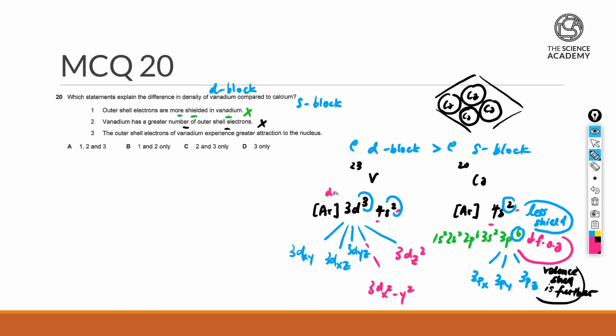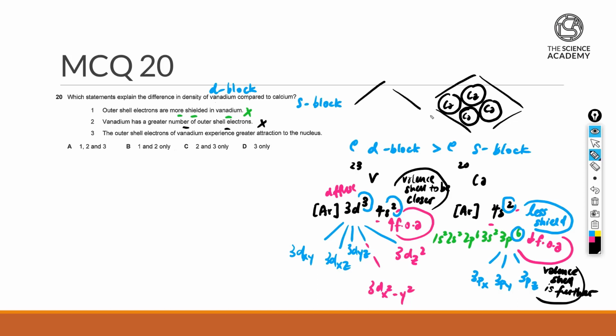Since this is a much more diffuse subshell, the forces of attraction felt by 4s from the nucleus are going to be much stronger, because there are much wider spaces in 3d. So the nuclear charge from the nucleus itself will be felt much stronger. And if it is felt much stronger, this will result in the valence shell being closer to the nucleus. So each vanadium atom is going to be extremely compact.